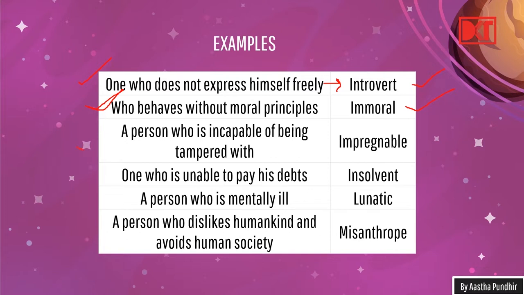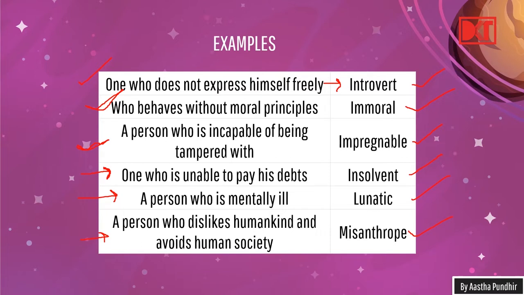Then a person who is incapable of being tampered with, a person we shouldn't be tampering with, that's impregnable. Then one who is unable to pay his debts, a person who has lost all his money and has taken so much debt, and now is unable to pay it, that person could be called an insolvent. A person who is mentally ill could be called a lunatic. And a person who dislikes humankind and avoids human society, a person who in general just dislikes humankind, that person could be called a misanthrope. Alright, so that's how we're going to do one word substitution.